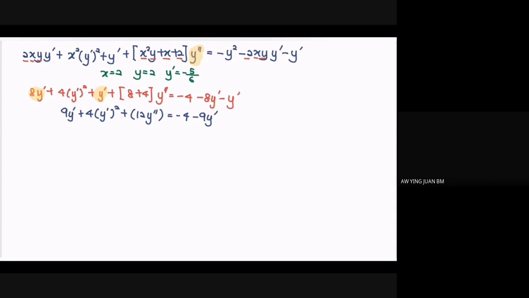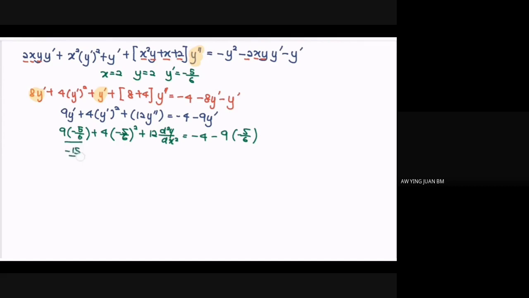Now by substituting the value of y prime in order to determine y double prime, which is the second derivative, we will have 9(negative 5 over 6) plus 4(negative 5 over 6) squared plus 12 second derivative equals negative 4 minus 9(negative 5 over 6). After we multiply, we have negative 15 over 2 plus 25 over 9 plus 12 second derivative equals 7 over 2.